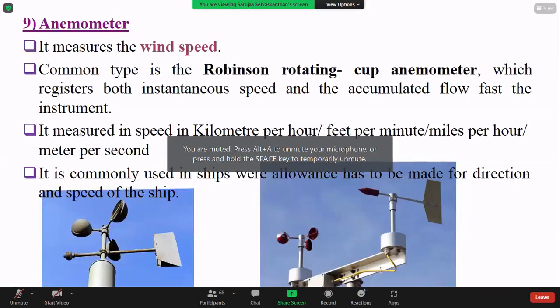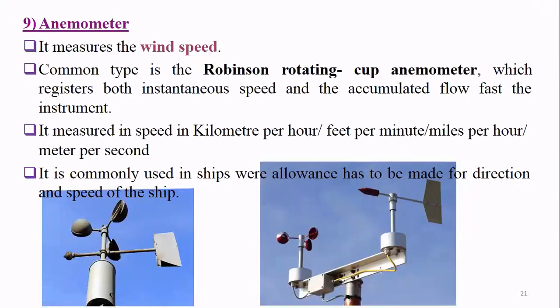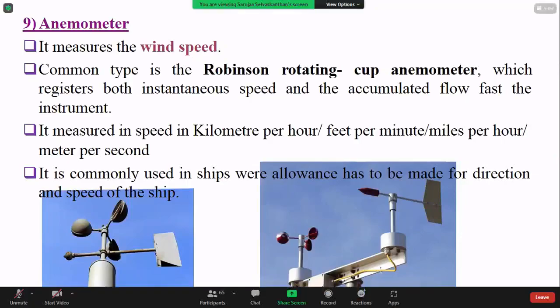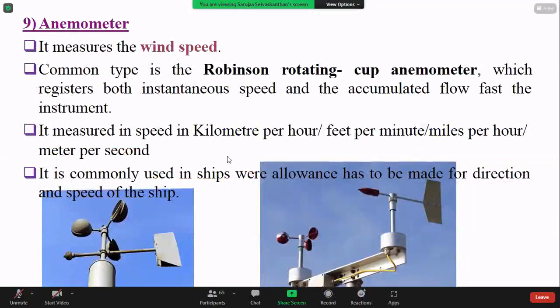And these two instruments, the anemometer and the wind vane, should be at 10 meter height. The installation height of these instruments should be 10 meters from the surface level. Okay. Do you understand what I mean by 10 meter?